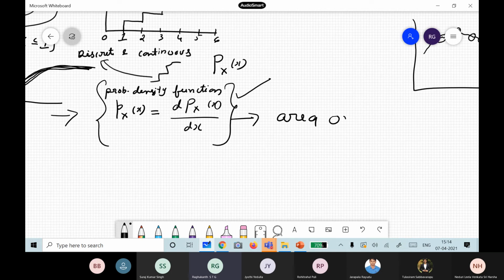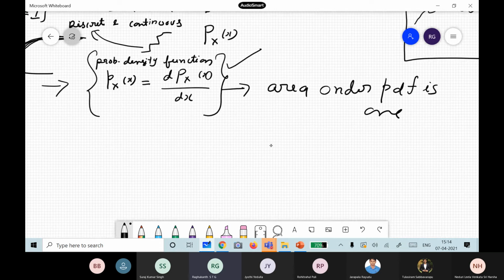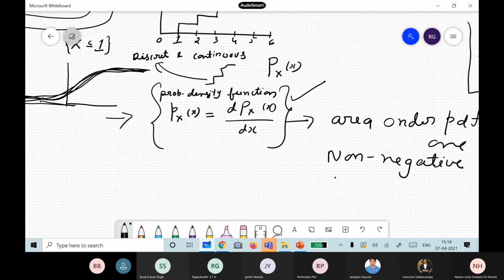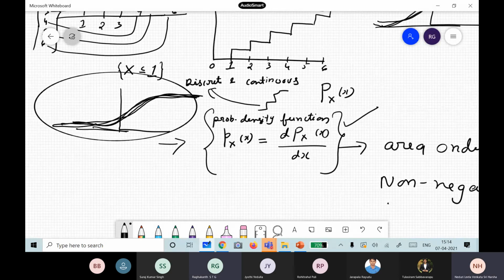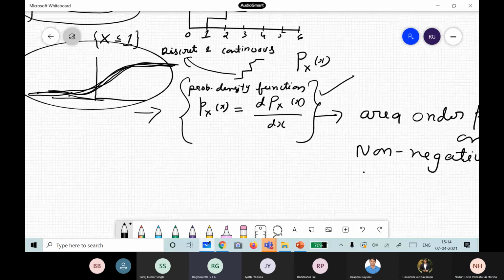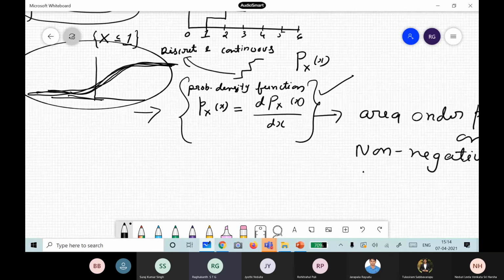So obviously the area under the probability density function is 1, and it is non-negative. Why is it non-negative? The derivative is non-negative because your distribution function is always non-decreasing. Since it is non-decreasing, the probability density function will never be negative, and the area under the curve is equal to 1 because the maximum value is 1 itself. So this is how we do it.